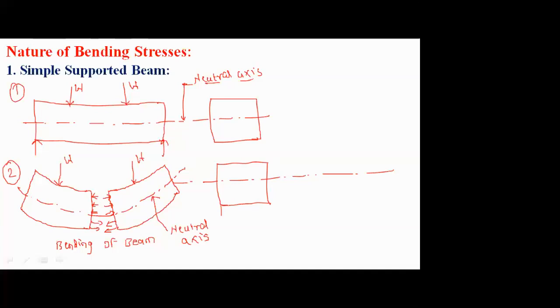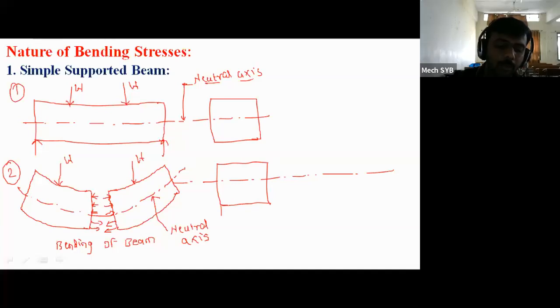So draw this particular figure, because through this particular figure we have to understand where bending moment is 0, where bending moment is maximum, and where the tensile stress is there and where the compressive stress is there. That also we have to understand through this particular figure. Okay.